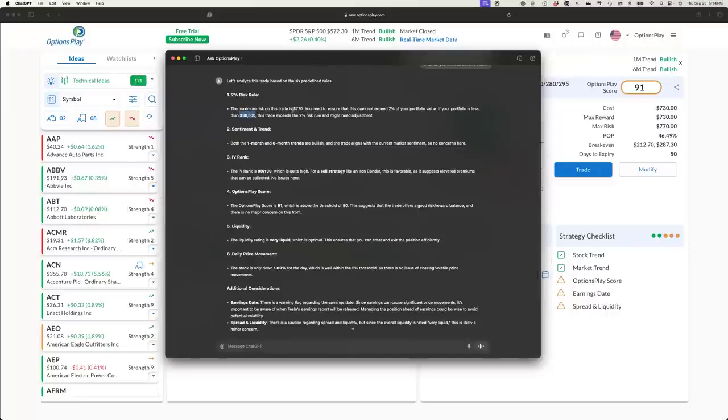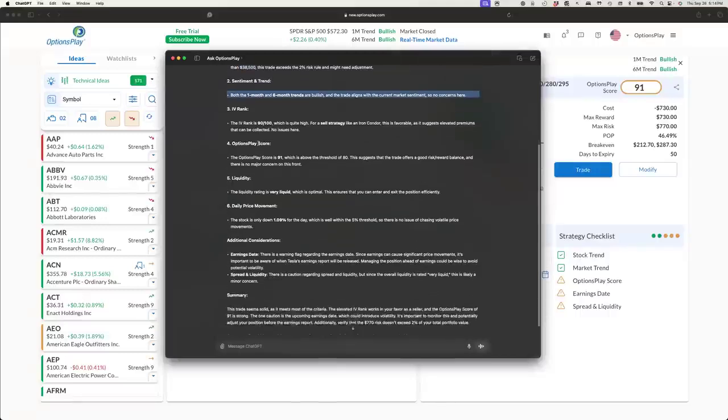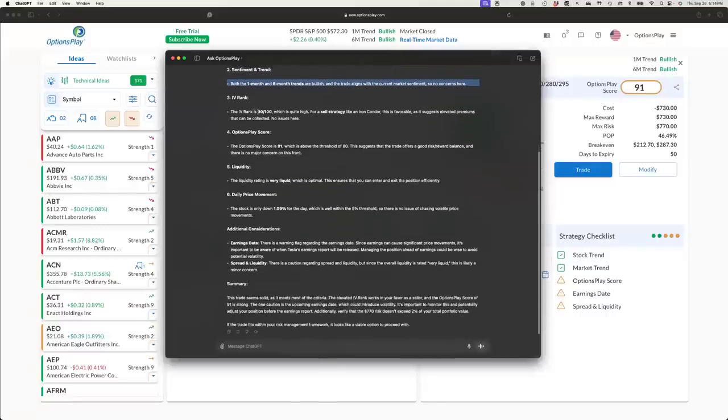So this is far more powerful than what I'm just showing you. I'm really just scratching the surface here. It's telling you that both the 1 month and 6 month trend are bullish. The IV rank is 90, which is quite high, and this is good for selling an iron condor. The OptionsPlay score of 91 is good. Liquidity is very good. The stock hasn't moved more than 5% on the day, which is good.